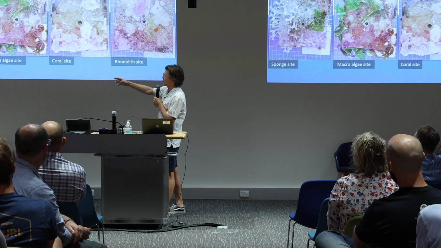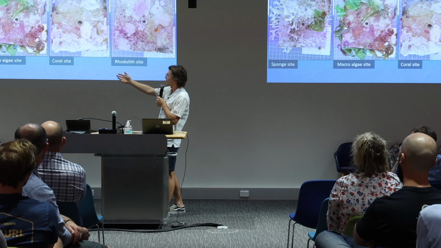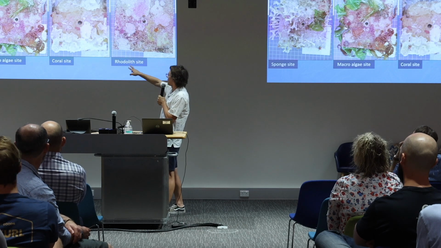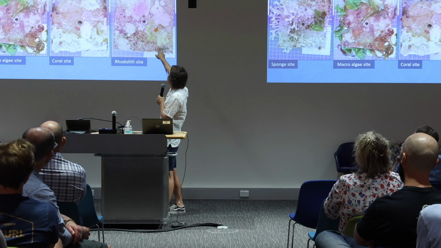So it's pretty obvious with some of these sites. We have a sponge site, we have sponges growing, a macroalgae site, we have macroalgae. At a coral site, we have soft corals. And at rhodolith, we have these purple rhodoliths.